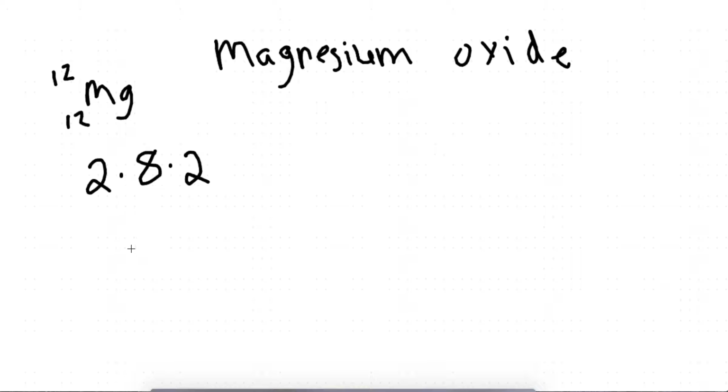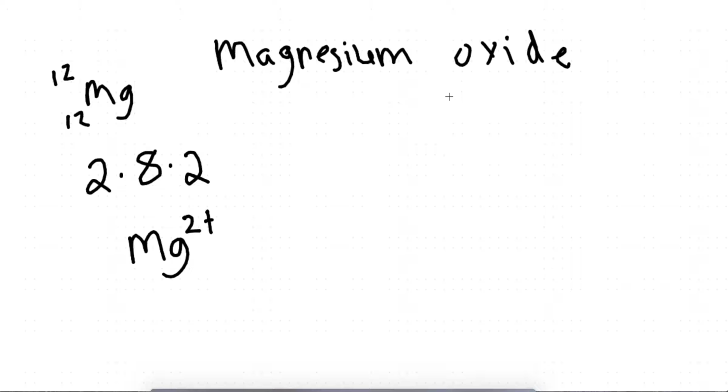Magnesium oxide. So let's do this, guys. Magnesium has a proton number of 12, right? Mg 12, 12. So if the protons are 12, the electrons are 12. So 2.8 dot, how many do we have left? 2. Should it gain 6 electrons or lose 2 electrons? Obviously easier to lose 2 electrons, right? So we get, if it loses 2, Mg 2 plus.